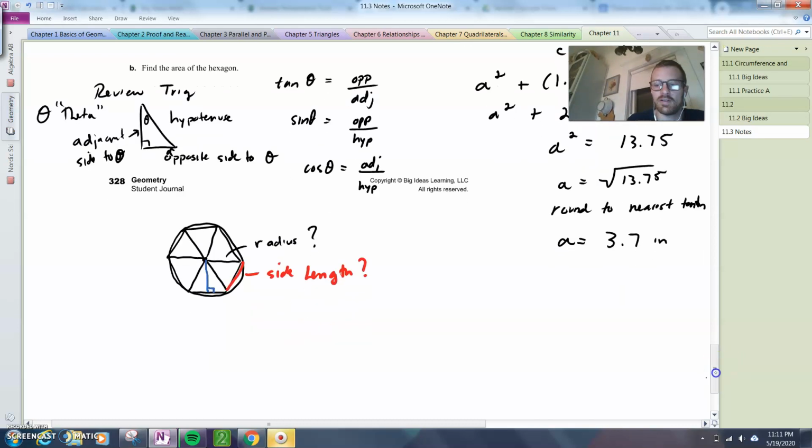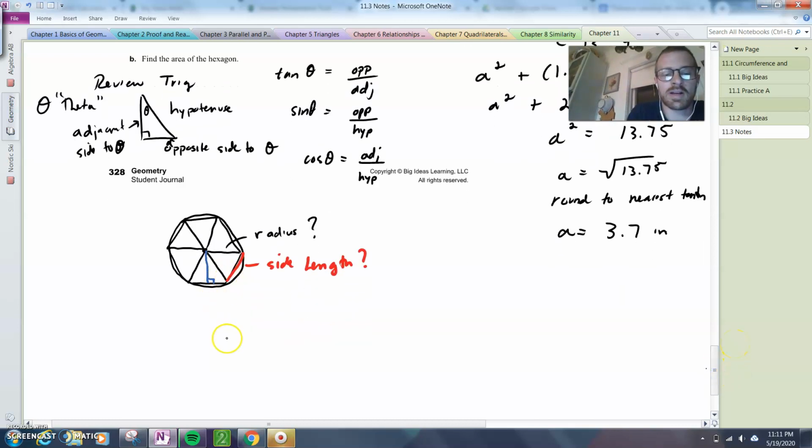Now, before I break this down, this is why we need to know the central angle. So we have 6 triangles in here. What is the central angle? Well, remember, we do 360 divided by 6. Each one of these angles, I'm going to do it in green, is therefore 60 degrees. So this whole angle here is 60 degrees.